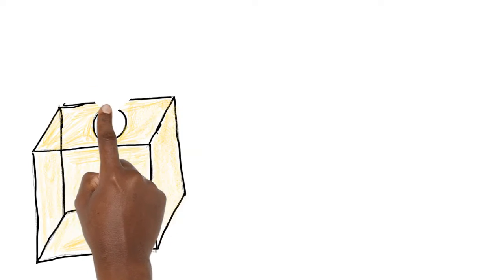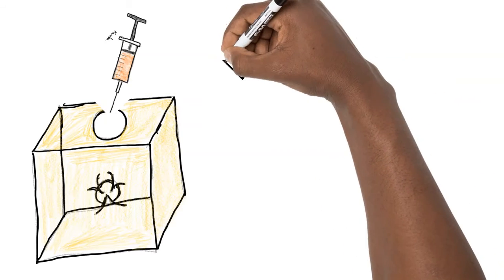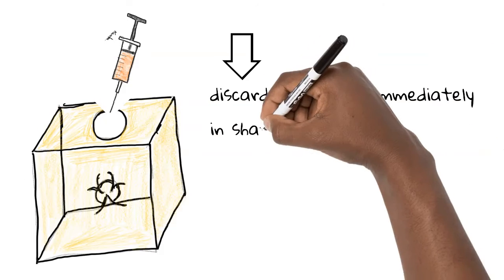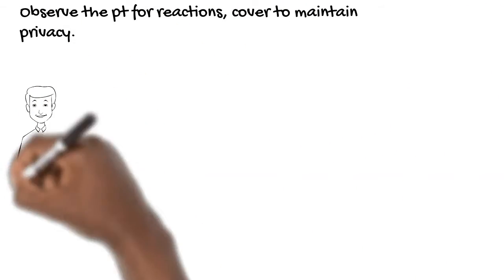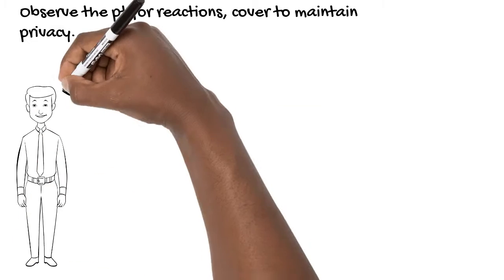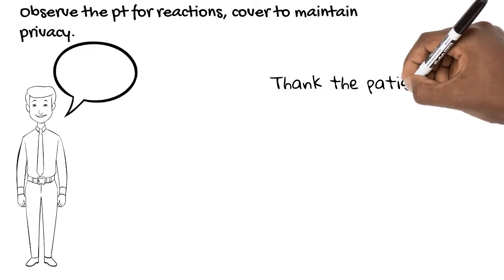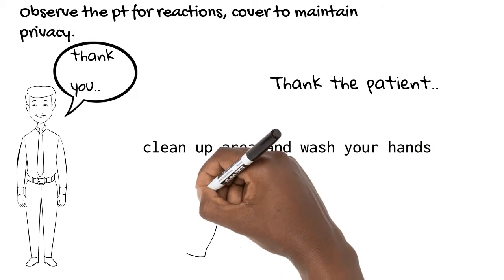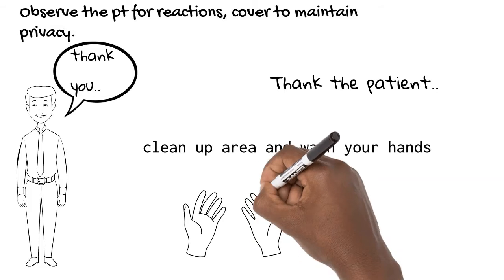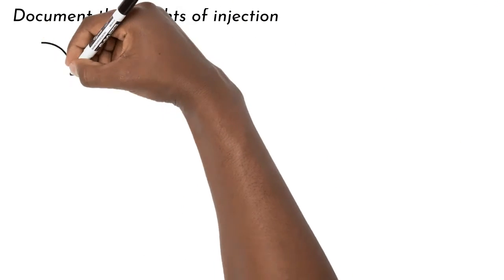Failure to do so will mean that you have failed this examination, so always remember to discard the needle in the sharps box. Press sterile cotton wool onto the opening and fix with strapping. This is in order to stop the bleeding. Observe the patient for reaction, cover to maintain privacy, and thank the patient. Clean up the area and wash your hands.